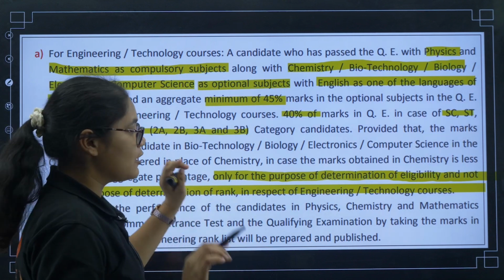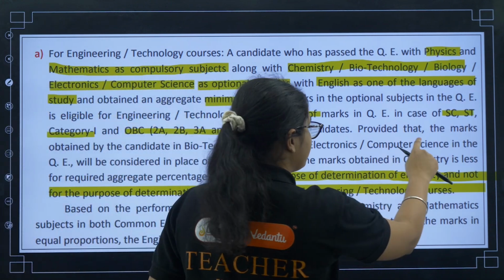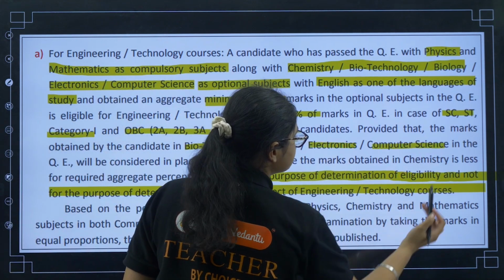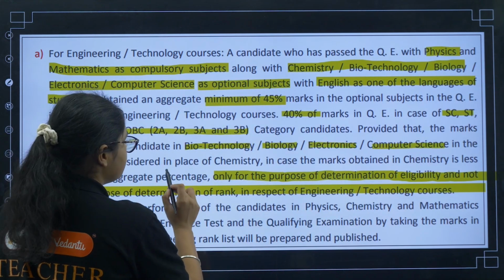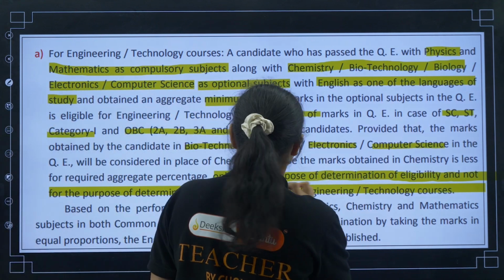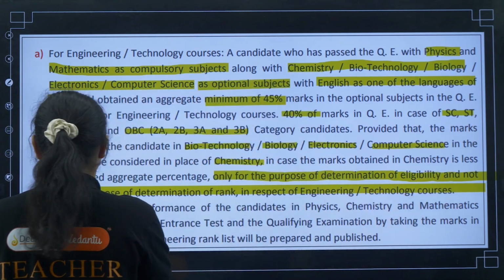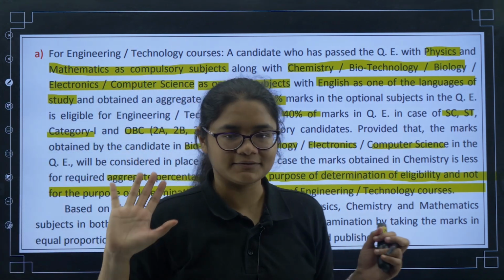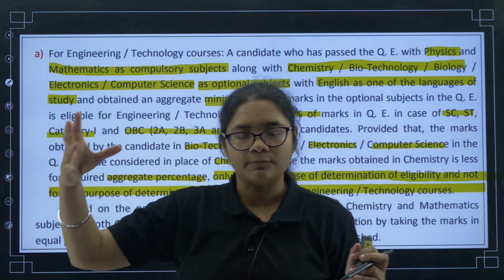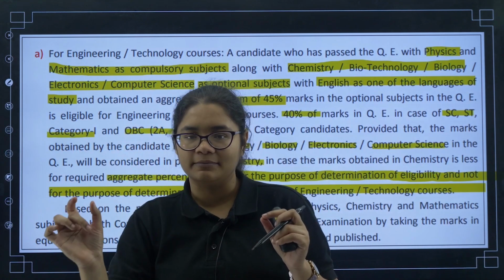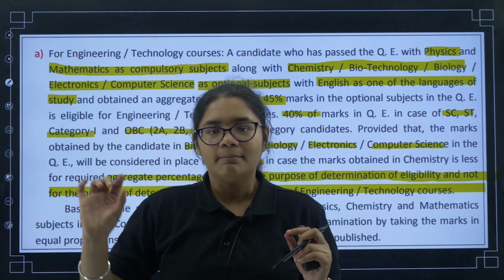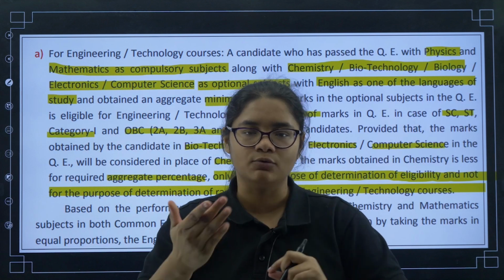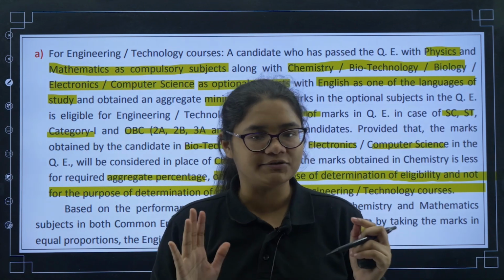Okay, that is fine. Now something which is very important is, provided that the marks obtained by the candidate in biotechnology, biology, electronics, computer science in the qualifying examination will be considered in place of chemistry in case the marks obtained in chemistry are less for the required aggregate percentage. Now see, physics and maths are compulsory, and chemistry, suppose you have written, and if I add physics, maths and chemistry, your percentage is less than 45%. But you have written electronics or computer science, and if I add physics, maths and computer science, you are getting more than 45%. So you will become eligible in that case.